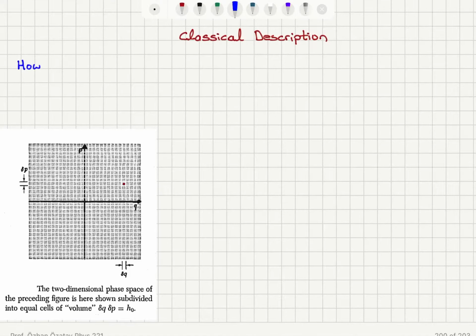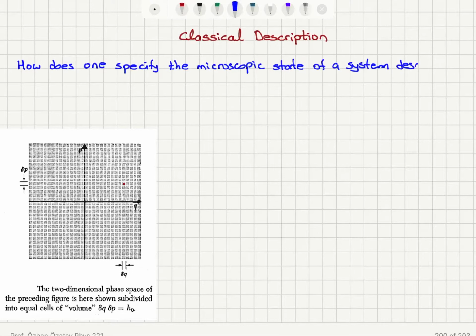How does one specify the microscopic state of a system described in terms of classical mechanics, as opposed to quantum mechanics?